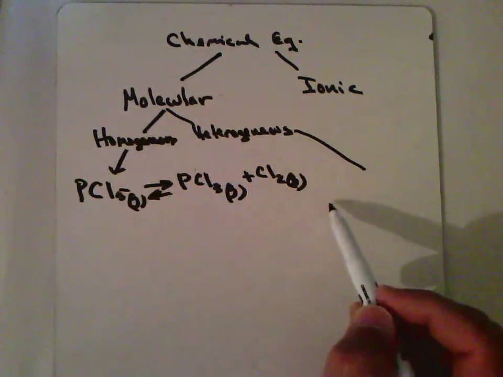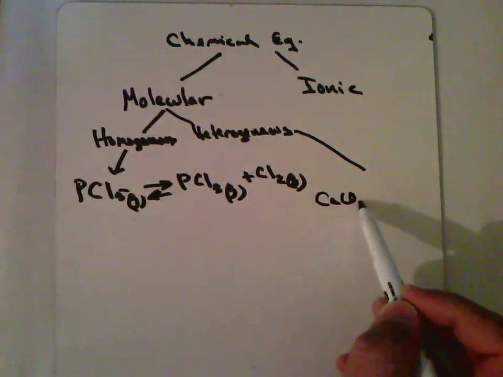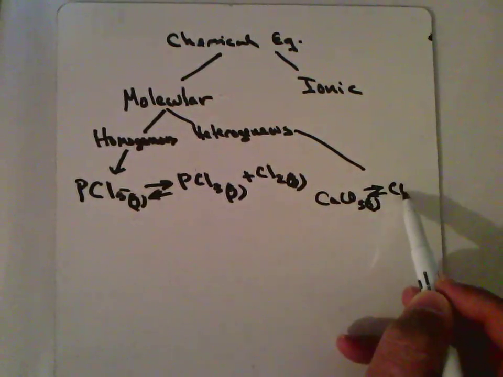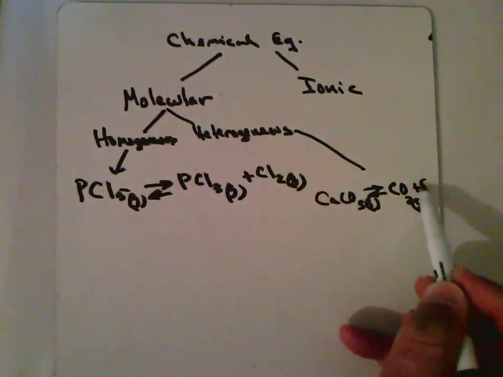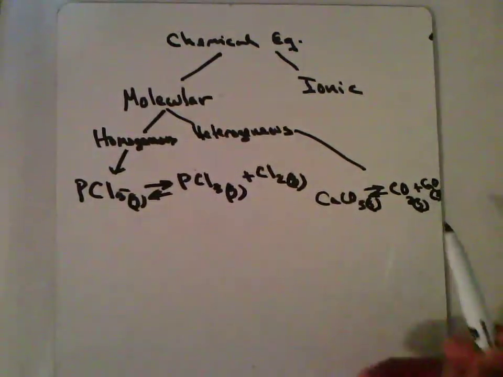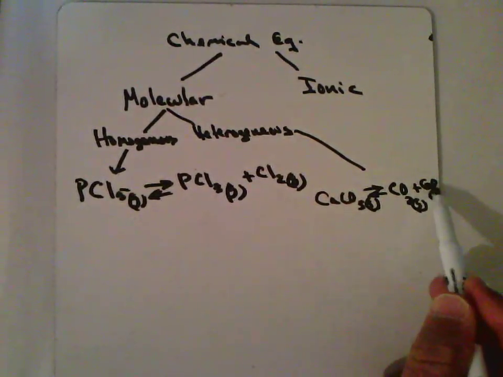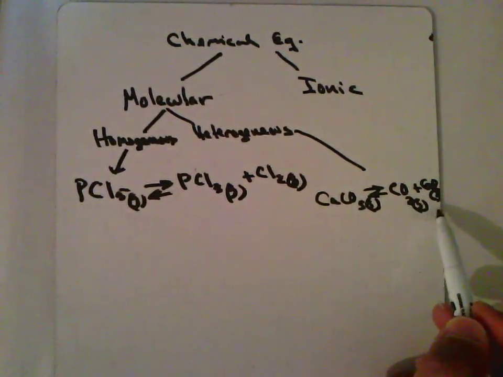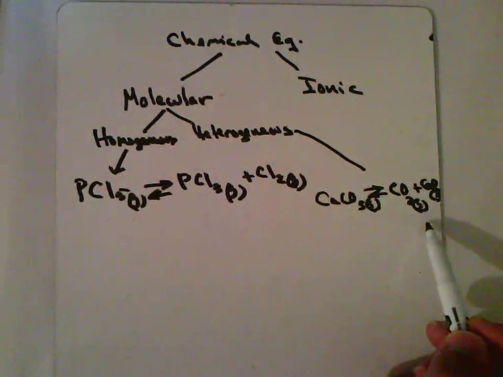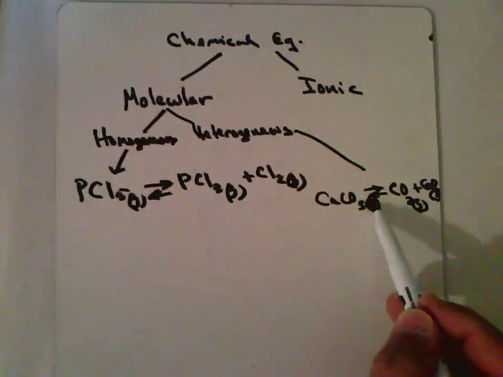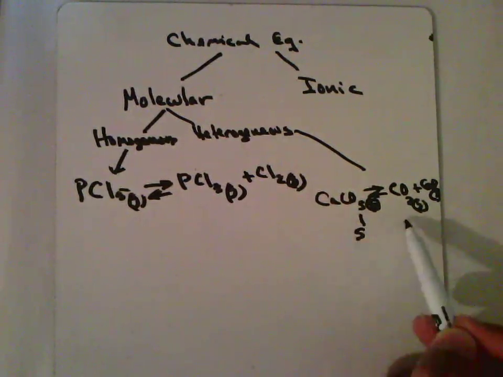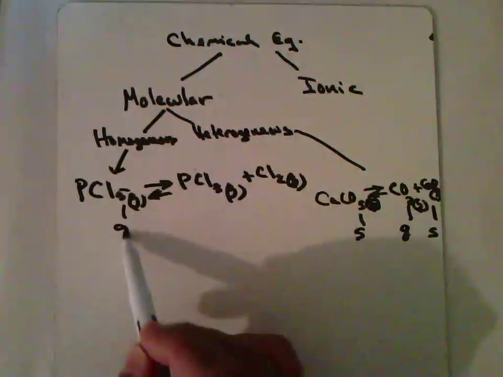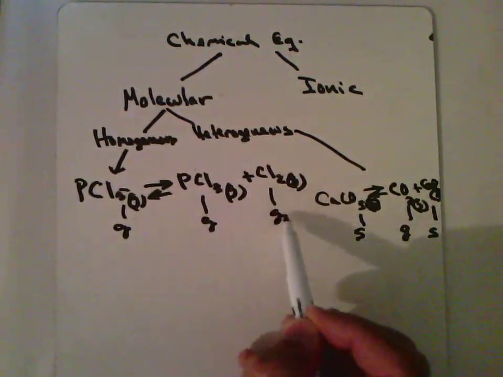For heterogeneous, for instance, we can have calcium carbonate solid in equilibrium with carbon dioxide gas and calcium oxide solid. The calcium oxide solid is in a different phase than the carbon dioxide. That's why we call this one heterogeneous equilibrium, because we have a solid here. So this one is a solid, this one is a gas, and this one is also a solid. All of these are gas, gas, and gas.